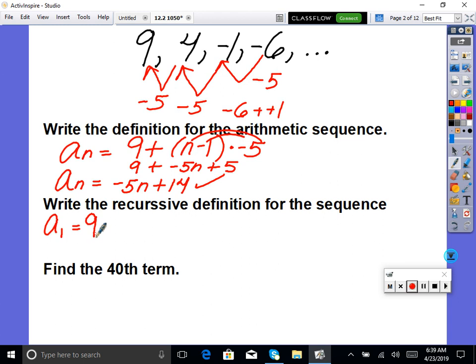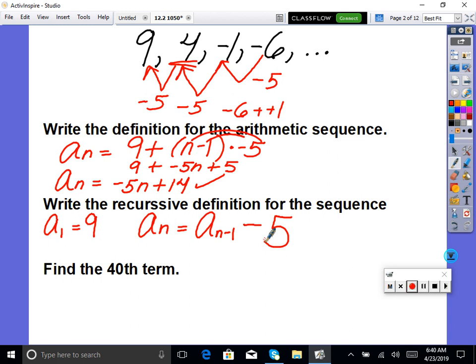Otherwise they don't know how to recreate 9, 4, negative 1, negative 6, because they don't know where to start. So starting with 9, a sub n is equal to, aren't we going to take our previous term, to get to this term, and then subtract 5 from that? How do we write previous term? We'd say a sub n minus 1, that's saying take the previous term, and then subtract 5 off of it. So that's what's called the recursive definition.